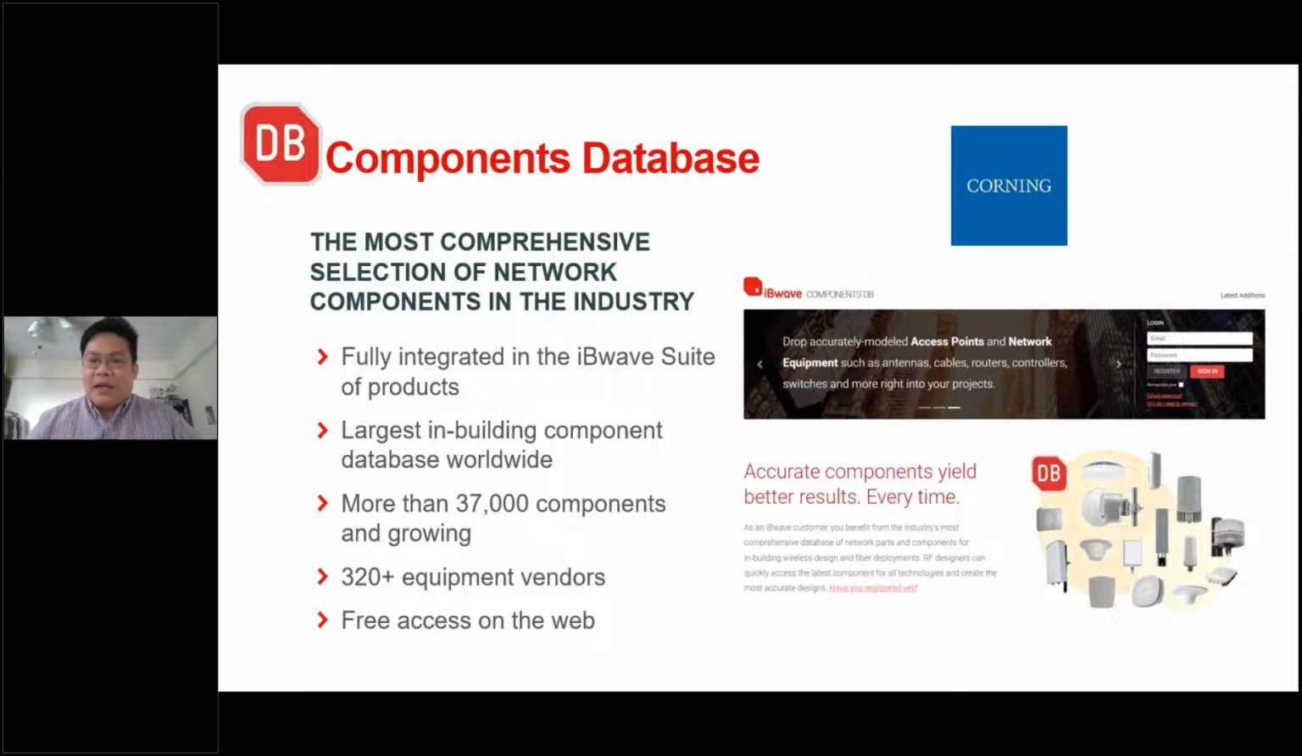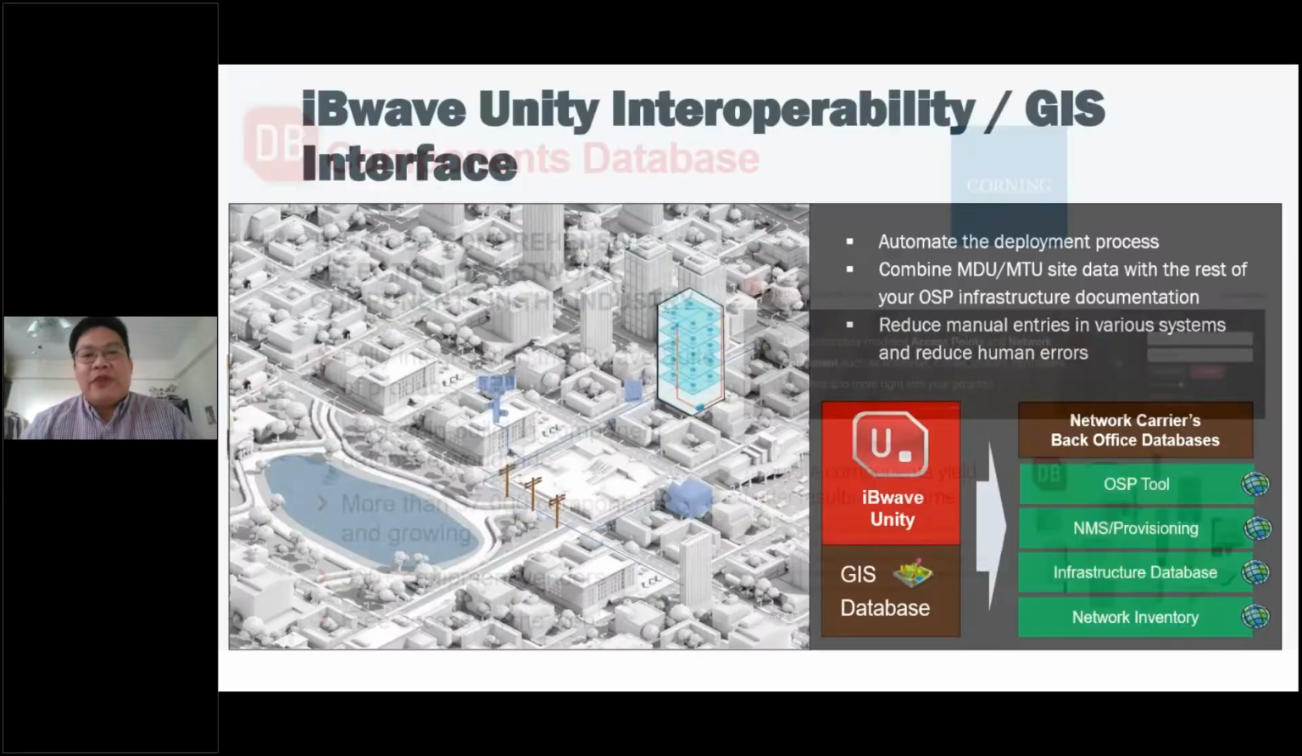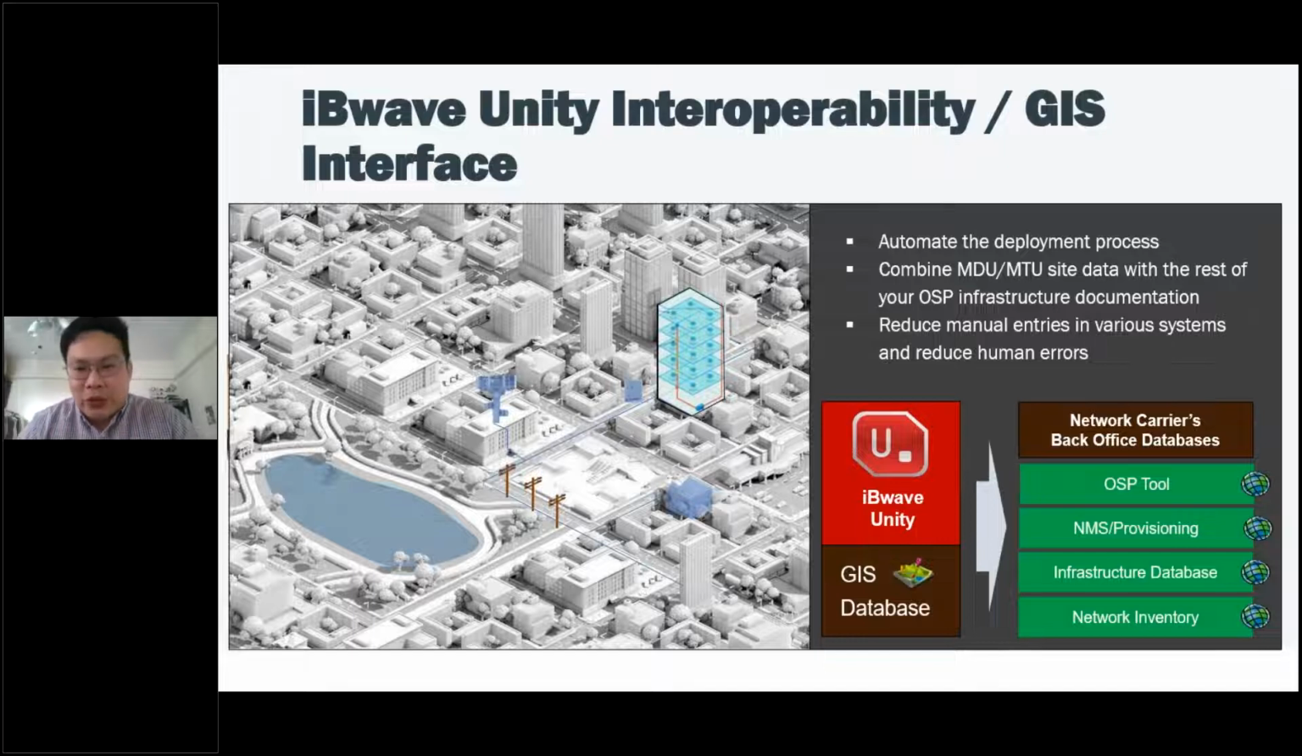Another very important one is ibwave Unity, which is a cloud solution with a GIS interface. This solution allows us to automate the deployment process. We're able to combine both MDU or MTU site data with the rest of your OSP infrastructure documentation, and also reduce manual entry in various systems and reduce human error. So both of these products help us combine multiple projects together and have a high-level view.